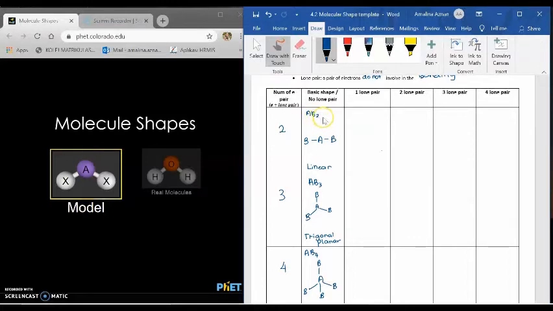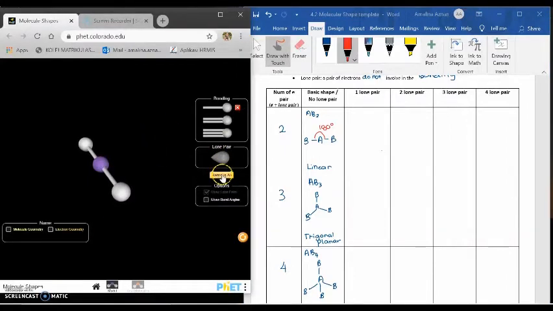So for AB2, which means you have two bonding pairs, the geometry will be linear and the angle will be 180 degrees. So you can see by following this link given in the description. Just click to choose the model or the real molecule. In this case I'll just use the model. So first reset everything.